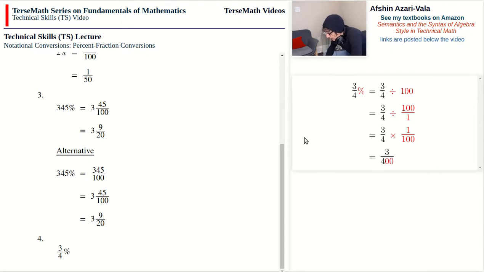Now, having said that, I would not go all the way to the end. I would jump to here in case the top number here happens to be even, because then I can reduce it with 100. So if I see 3/4%, I would jump down to 3/400. But if I had, let's say, 4/3%, then I would put down 4/3 times 1/100 and reduce the 4 and the 100.